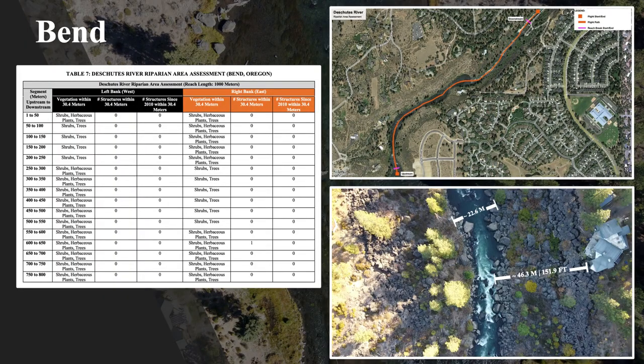Over the next several slides, you'll see how the riparian assessments were completed for the Deschutes River, the Boise River, and the Gallatin River. Reach segments measured between 900 and 1,000 meters. Takeoff points were selected by studying satellite imagery and identifying publicly accessible areas. When selecting takeoff points, airports were avoided, as were any areas with flying hazards, such as overhead power lines.